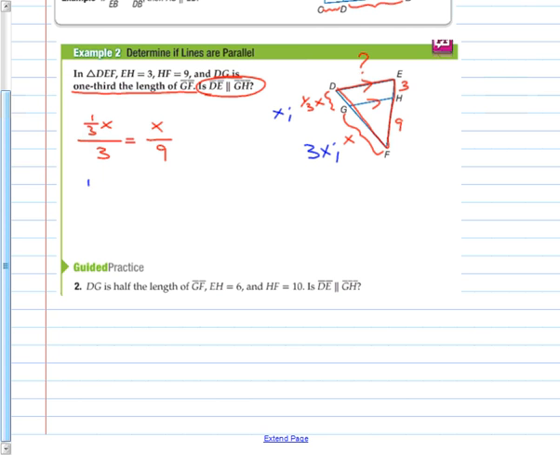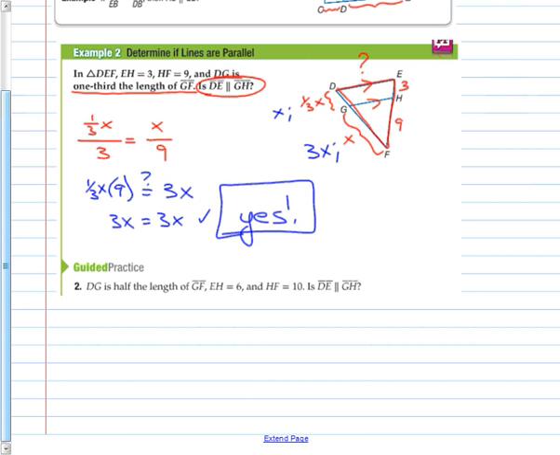Well, I'm just going to try my cross products and see what happens. 1/3 x times 9. Will it equal 3 times x? Well, what's 1/3 times 9? 3. Does 3x equal 3x? Sounds good to me. So those things are proportional, so our conclusion would be yes, we must have parallel lines right up here because it divided it up proportionally.